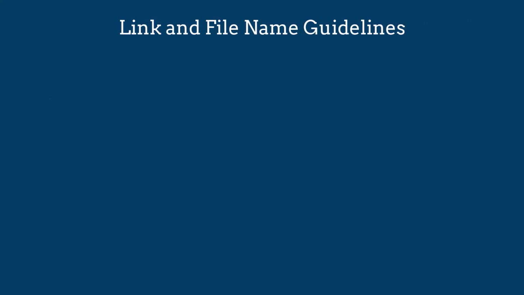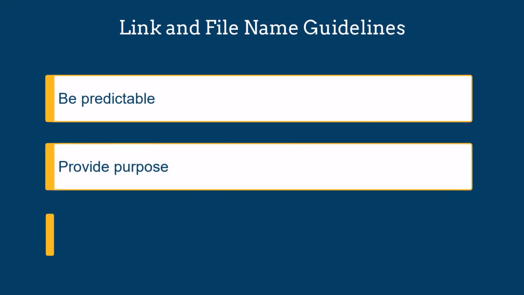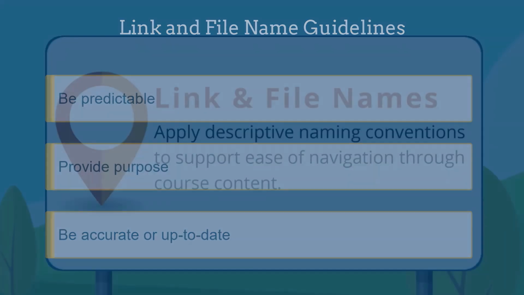Again, a good link or file name is predictable, provides purpose, and is accurate and up to date.